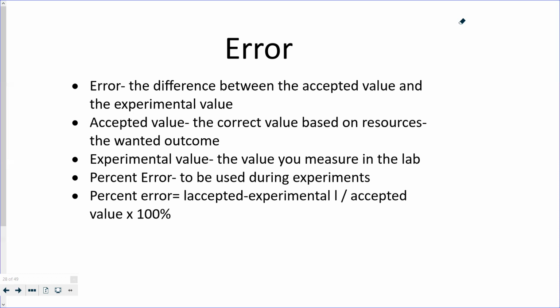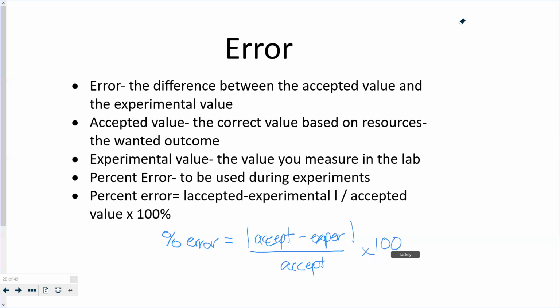So to find percent error, and I'm going to rewrite this because it doesn't let me type it very nicely, percent error is the absolute value of the accepted minus our experimental, divided by the accepted value, and then times 100 to change it into a percent. So it looks at the difference between the two and what percentage of the accepted value that number itself is.